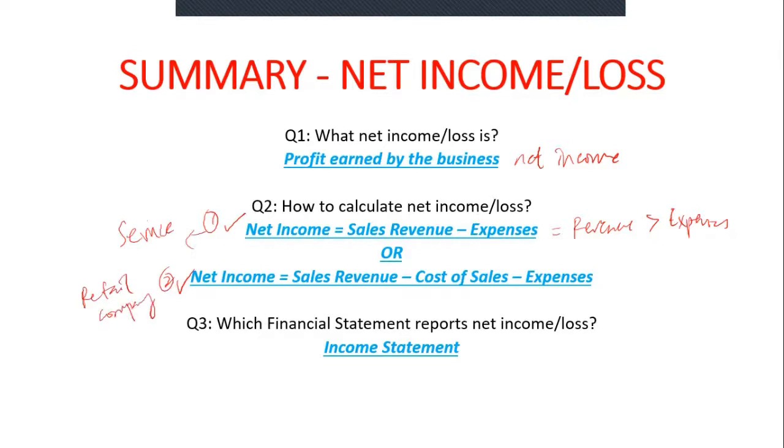To generate net income, your revenue should be greater than expenses, and for a net loss, your revenue would be less than expenses. So this is income, and this is loss. In which financial statement can you find this number, net income or net loss? It's the income statement.